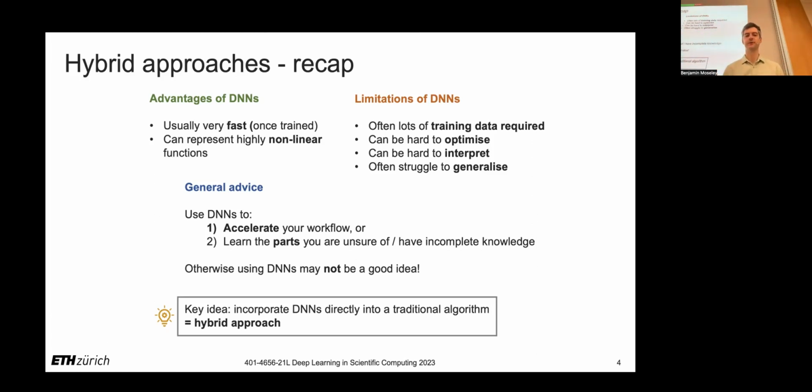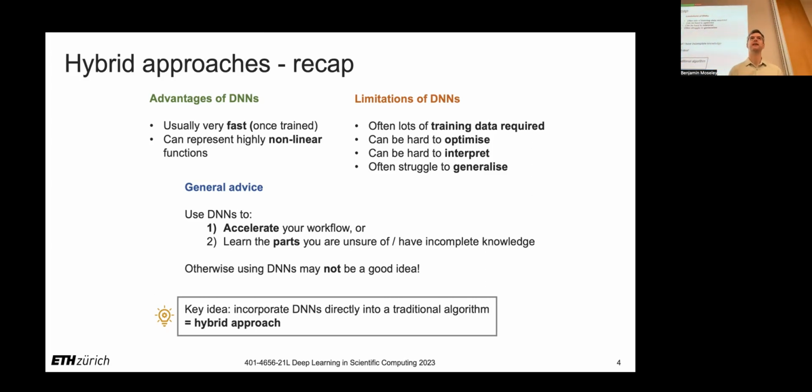And so why do we do this? We do this because, well, we know using neural networks has a lot of advantages. They're fast. They can represent very complicated functions. But as we've seen through the course, there are a lot of limitations as well. They need a lot of training data. They can be very hard to interpret. They can be hard to optimize, and they often don't generalize very well.